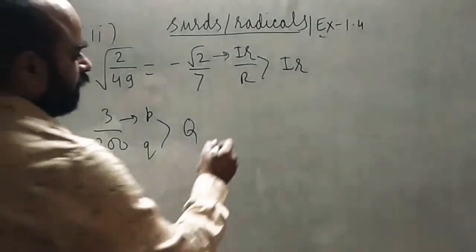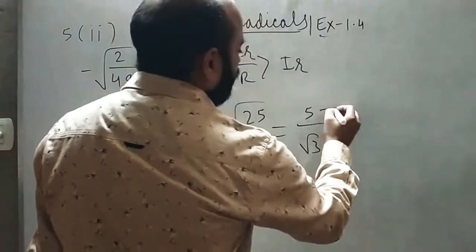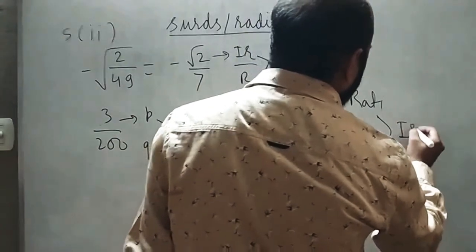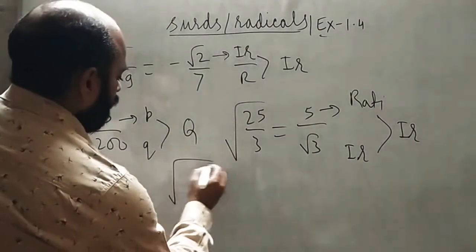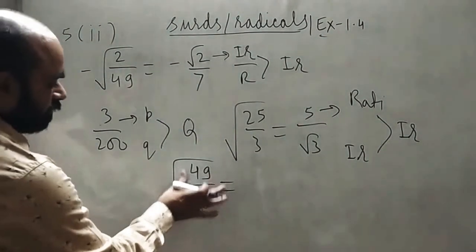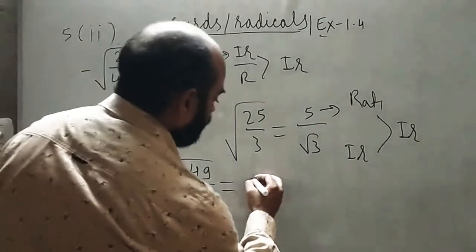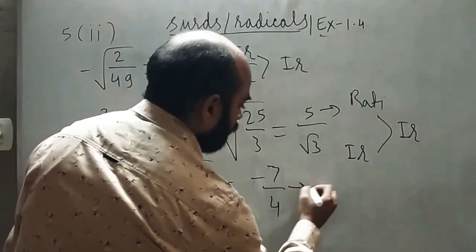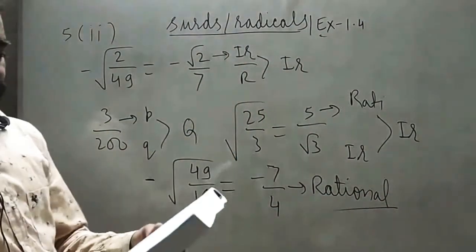Next one is root 25 by 3. So we can write 5 upon root 3. Again rational and irrational, finally that will give irrational. Clear? The last one is minus 49 by 16. Correct? Sorry, the minus is here. So no problem now. Root 49 is 7, root 16 is 4. So finally minus 7 by 4. So this number is rational. Clear? So this was the question.